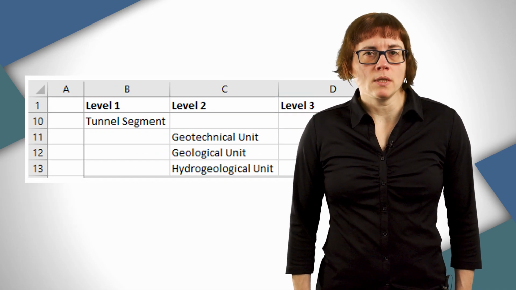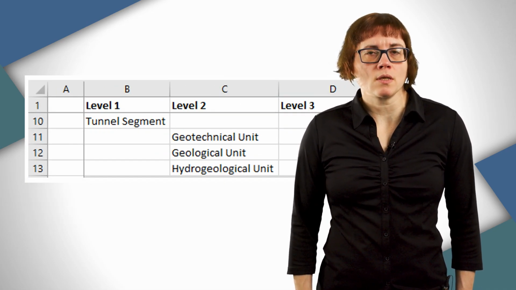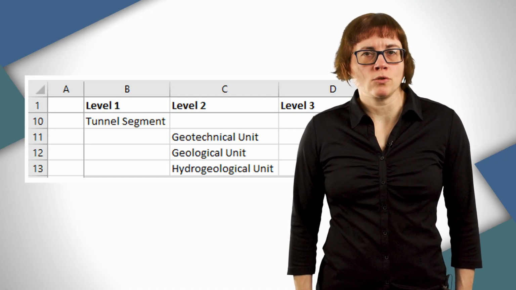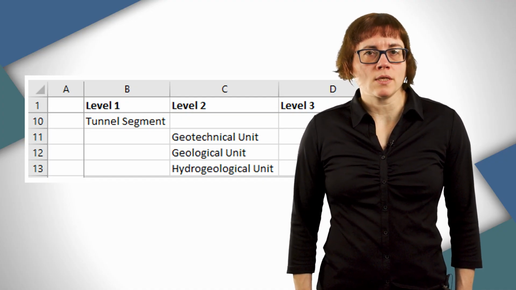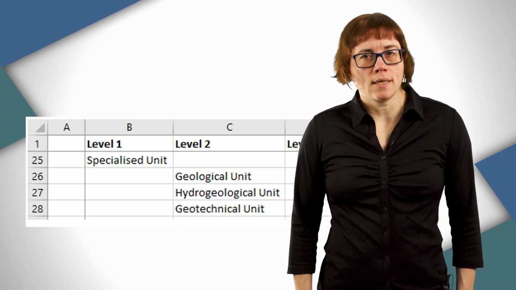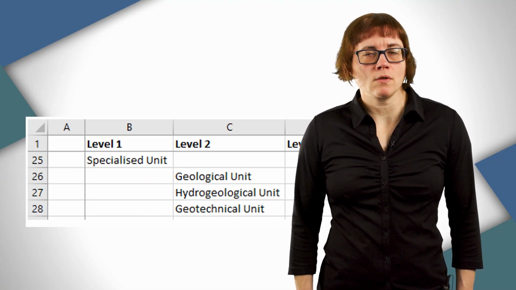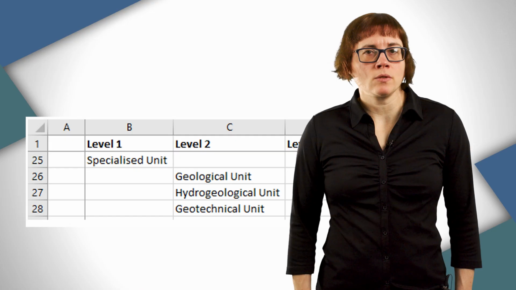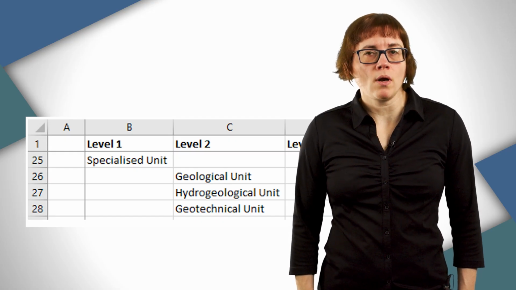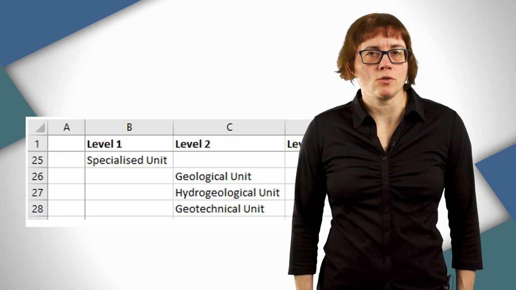For example, in the top image, the tunnel section is at level 1 and the associated geotechnical unit is at level 2, which could mean that the section simply refers to it. The lower image is different. Here, we have specialized unit on level 1 and the geotechnical unit on level 2 again, but the meaning is completely different. Here, the geotechnical unit is a specialization or an extension of the specialized unit.